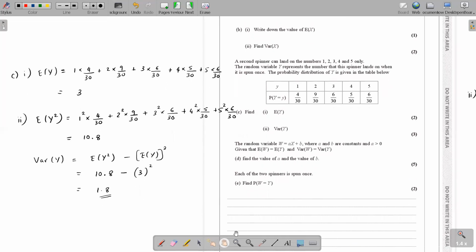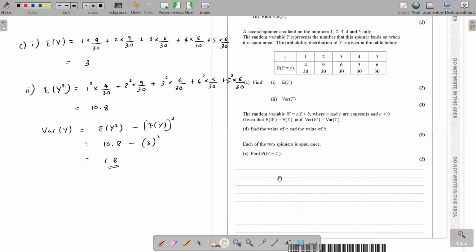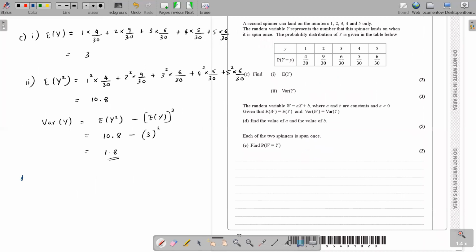Okay, let's see. I think they are combining the spinners. The random variable W, so that's a new variable. We were talking about spinner X, then spinner Y, and now a new variable called W. The random variable W equals AX plus B, where A and B are constants and A is greater than 0. Given that expectation of W equals expectation of Y and variance of W equals variance of Y, find the values of A and B. This is actually not that bad a game. The simplification might be the only difficult thing here.